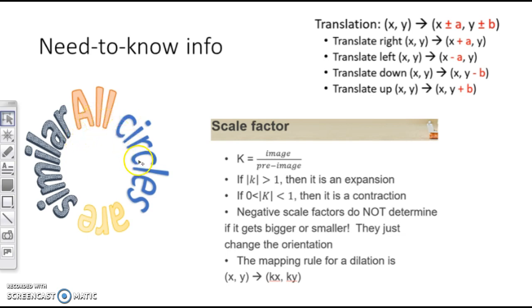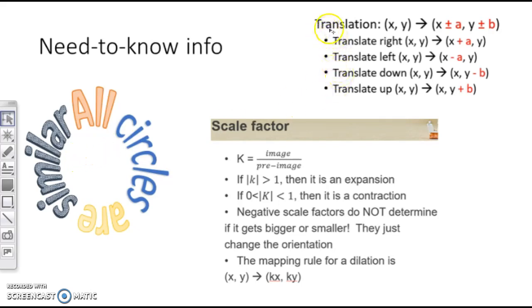First of all, circles are similar. Remember, similar means same shape, different size. Well, every single circle in the whole wide world is going to have the same shape. The only way to change the shape is to make it something else, like an ellipse. But if it's a circle, it has the same shape, it just might have a different size. So all circles are similar.